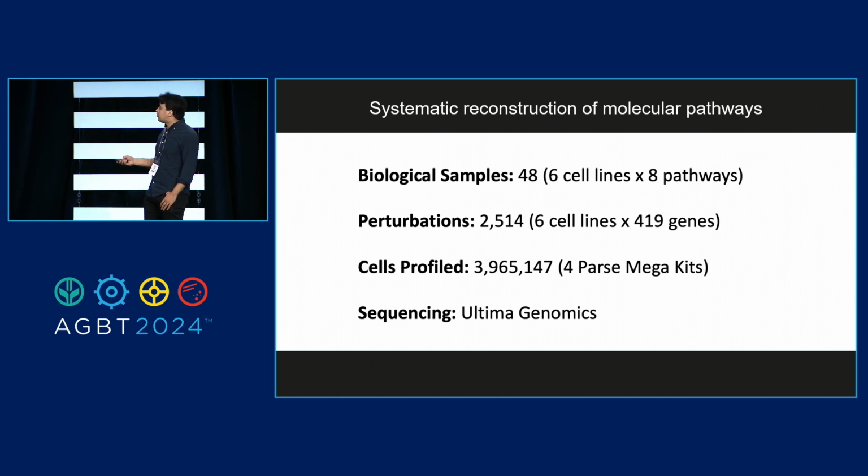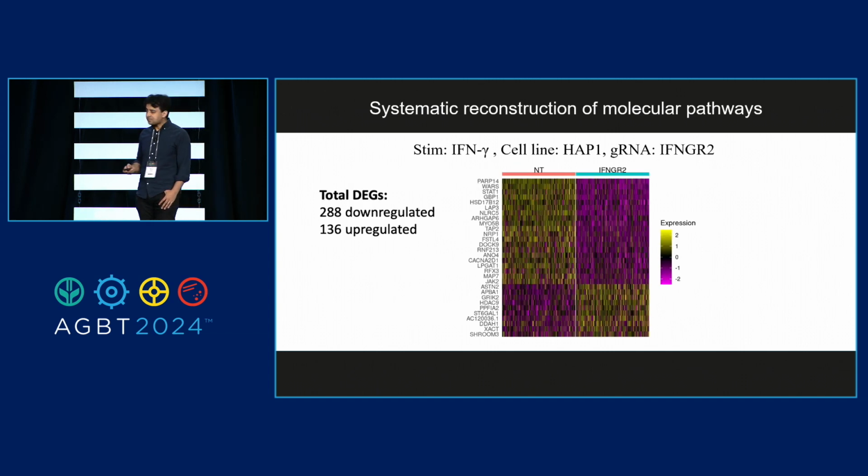We have about 2,500 perturbations in total, more than double or triple that if you count the number of guides. We sequenced about 4 million cells. This was done with the Parse mega technology with combinatorial indexing to keep our library costs down. And we did our sequencing with Ultima Genomics. I'm just going to run through some very brief vignettes about what we were able to do with this data. If you're interested, please check out the preprint and the paper, but I want to tell you a little bit about what we did.